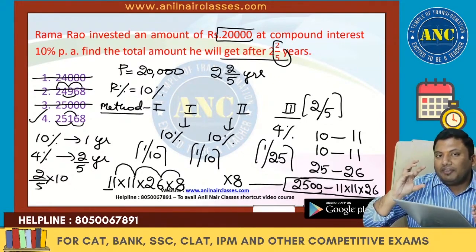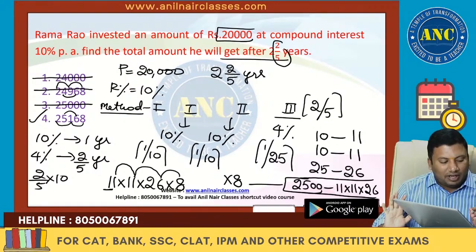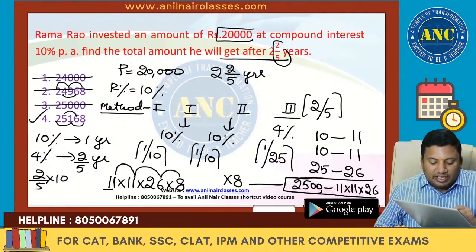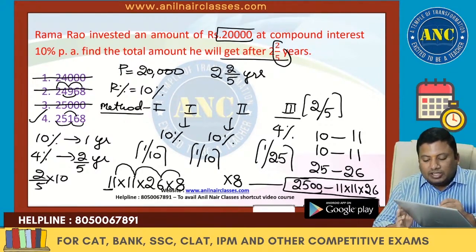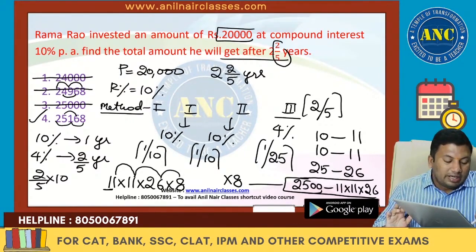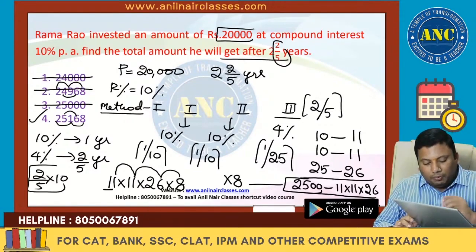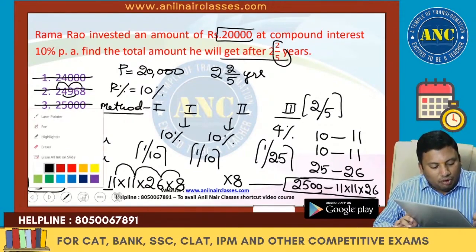Only the rate of interest is changed, from 1 year to 2/5 of a year. First year it is 10%, second year it is 10%, third year it is 4%. Why is it 4? 10% is for 1 year. 2/5 of a year is 2/5 of 10, which is nothing but 4%.